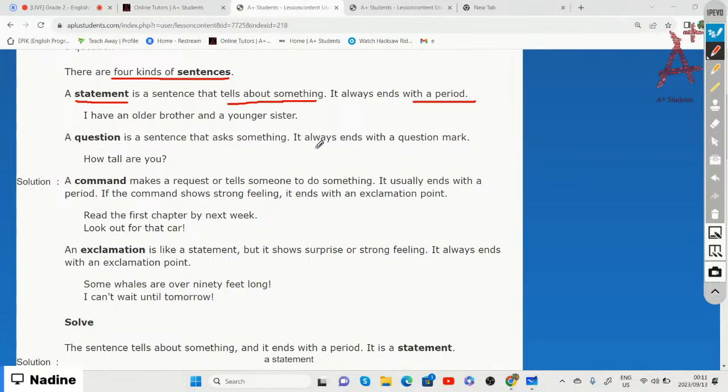An example of a statement is I have an older brother and a younger sister. All right, so that is the example of a statement. So it's basically just you saying that I have an older brother and I have a younger sister, right? And it ends with a period.